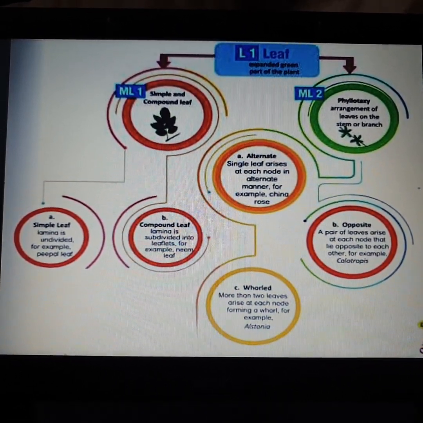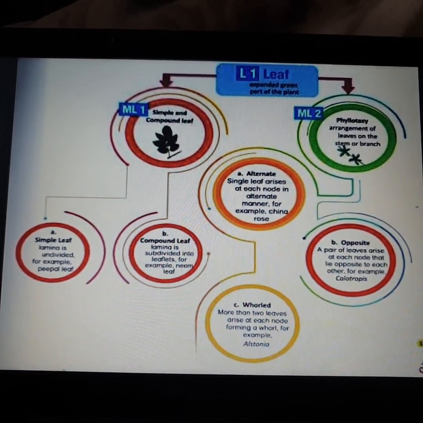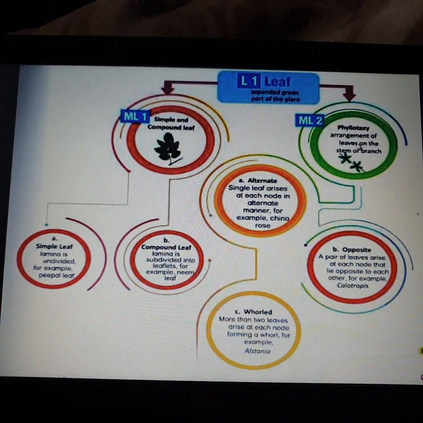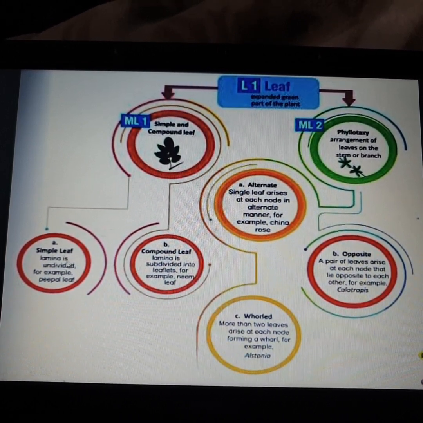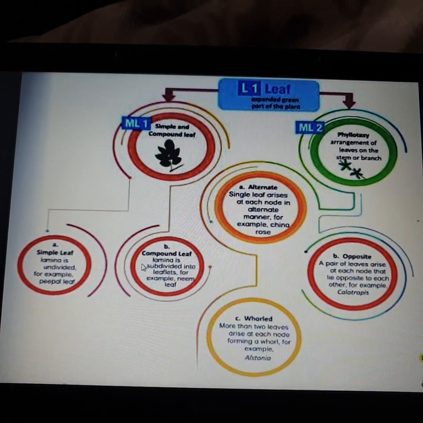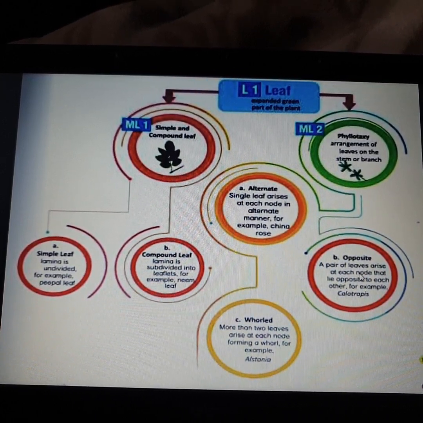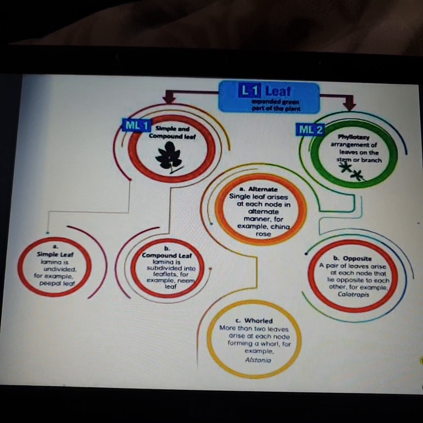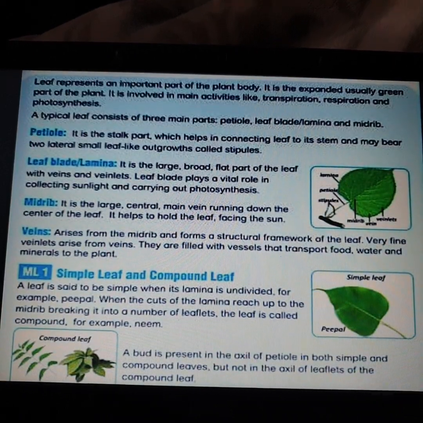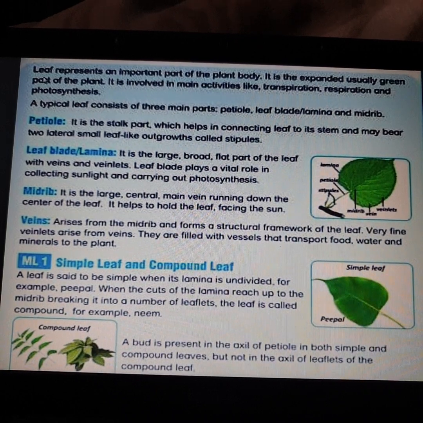That is, we can study about simple and compound leaf. In the second topic, we shall study about the phyllotaxy, simple leaf, compound leaf, venation, and many other things. This is the brief about the chapter. Now, let's start with the main topics.